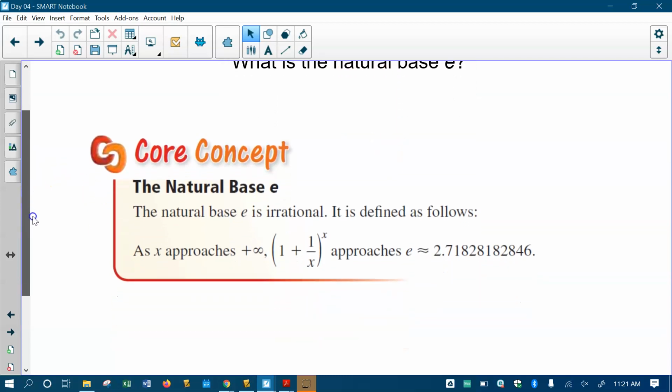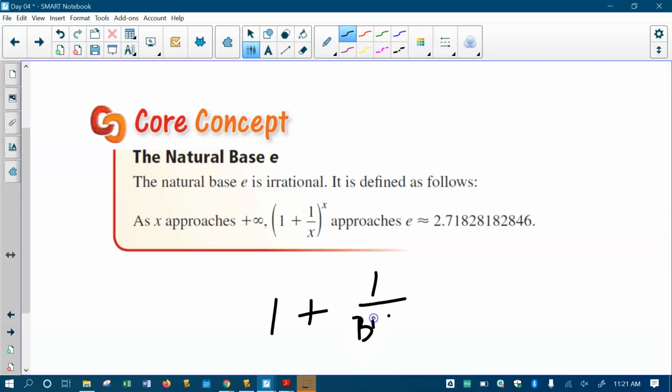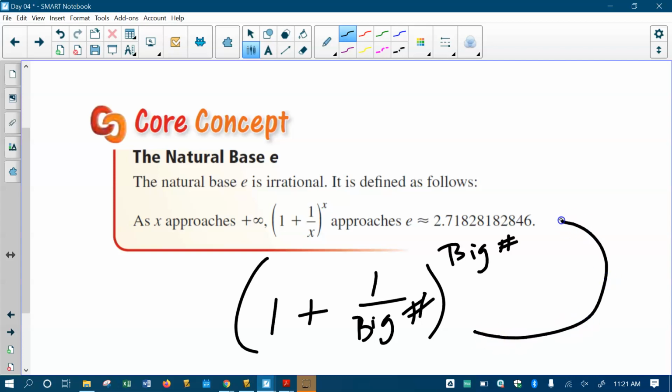Here's the information on it, and I wrote this down in class at the end of class yesterday. The idea here is if you take 1 plus 1 divided by a really big number, and then you raise that number, whatever you get in parentheses, to another big number, and you let that big number get as big and big and big as you want, you end up getting the number e.